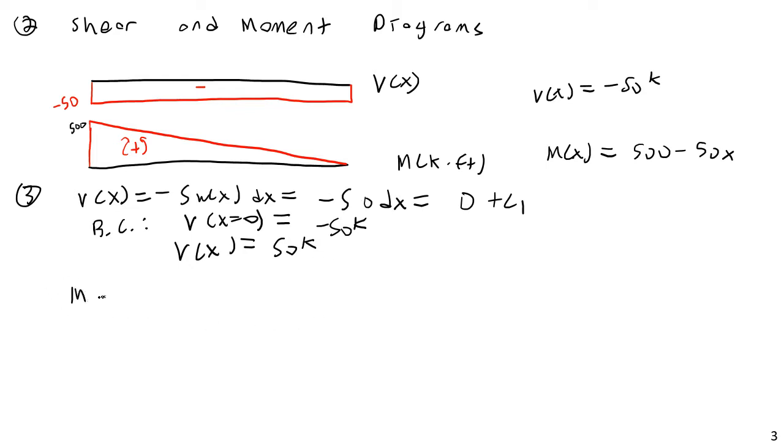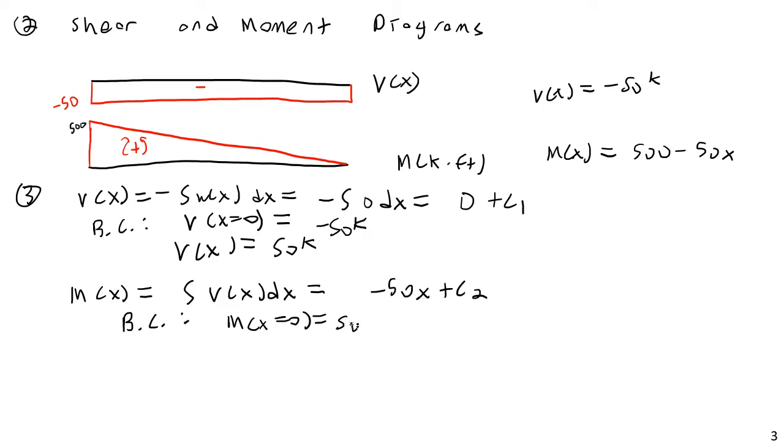Then I can apply my relationship that M as a function of x is equal to the integral of V of x dx. And I can integrate this, and that's going to be -50x plus C2. And my boundary condition, I could do two different ones. I could say M at x equals 0 equals 500 kip feet. Or I could also say that M at x equals 10 feet is equal to 0. Either one, it's hard to tell which would be easier.